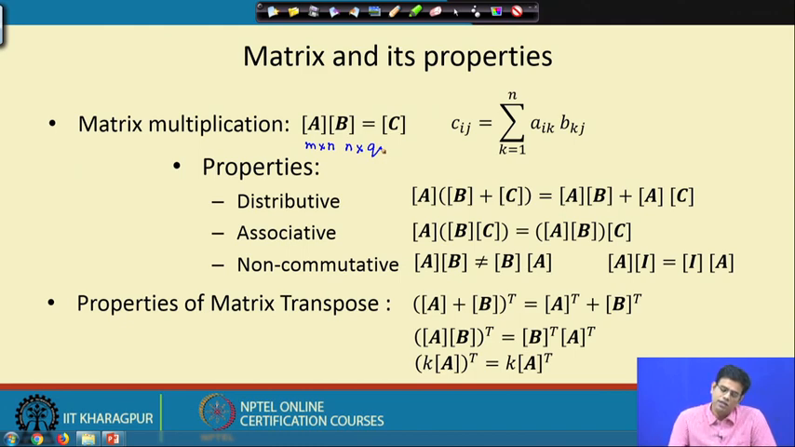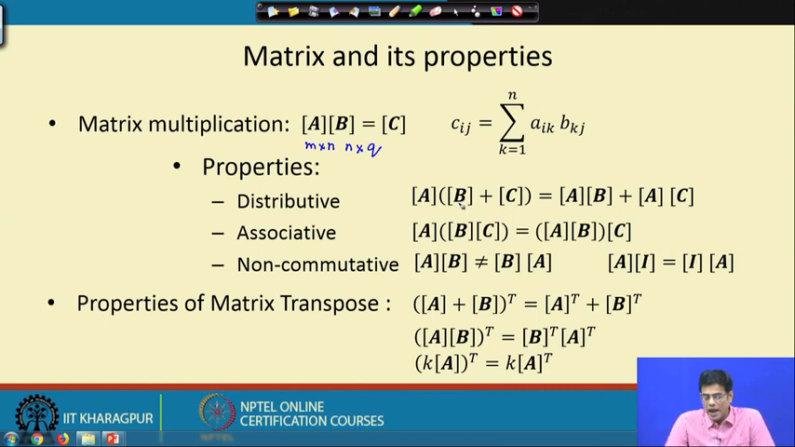And this if I write in index notation, it looks like this, where k runs over the number of columns. Clear? Now, these properties of matrix multiplication are sometimes very important, and it is also important to know them. The first property is that it is distributive. What does this distributive mean?